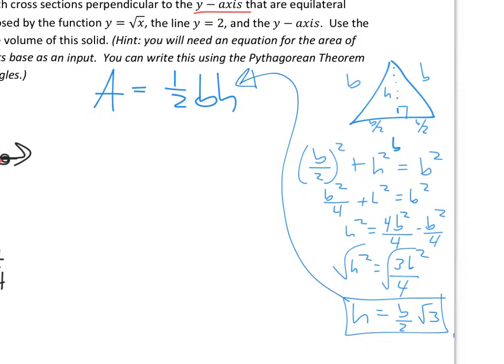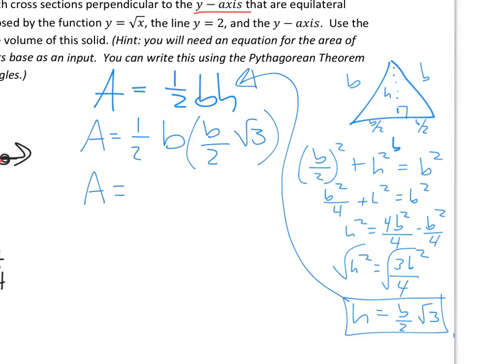But now if we wanted to find the area of this triangle, a formula for the area of this triangle in just terms of the base, it'd be 1/2 base times the height, which is b over 2 rad 3. We can simplify this whole equation, obviously, and so we would get b squared over 4 rad 3.